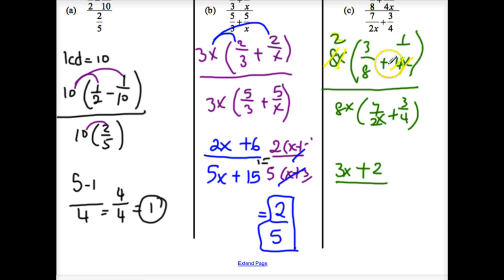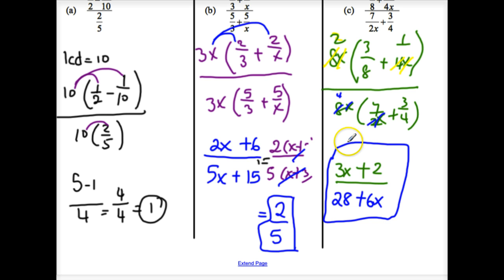This here now, the x cancels off. The 2 goes into 8 4 times. This 4 times 7 is 28. Plus, we'll do this again. This becomes 6x. If you notice, these have nothing in common. So that's it. My final answer. There you go.